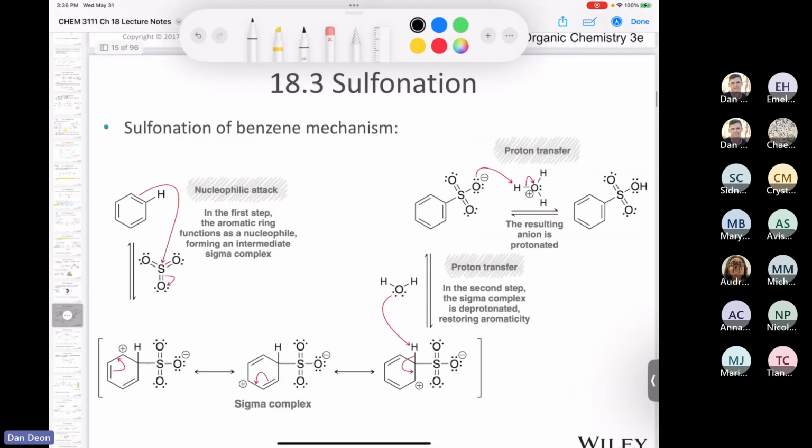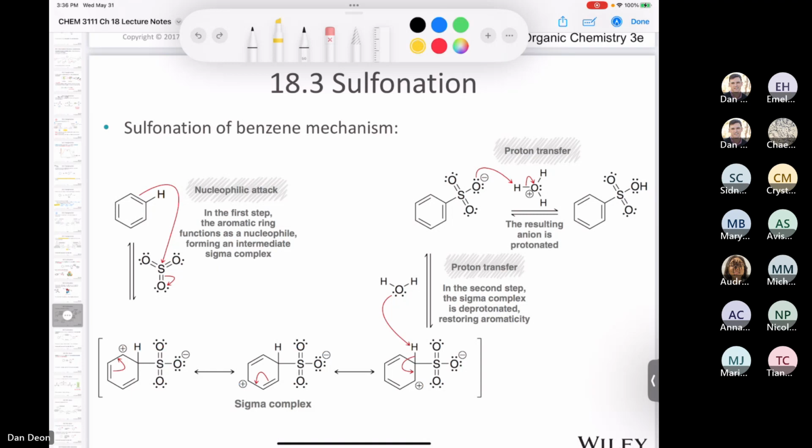So what's the mechanism? Same thing over again. Nucleophilic attack on your powerful electrophile. You make the sigma complex. And then in the last step, water acts as your base to do a proton transfer to restore the aromatic ring. And then you do another proton transfer to make the sulfonic acid. And that's it. Same old mechanism, just maybe a couple of nuances here because you're in water. But other than that, it's the same old thing again.